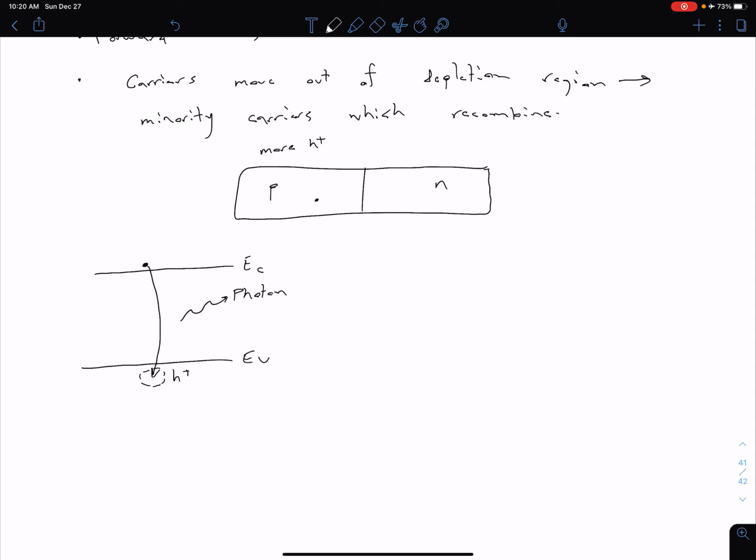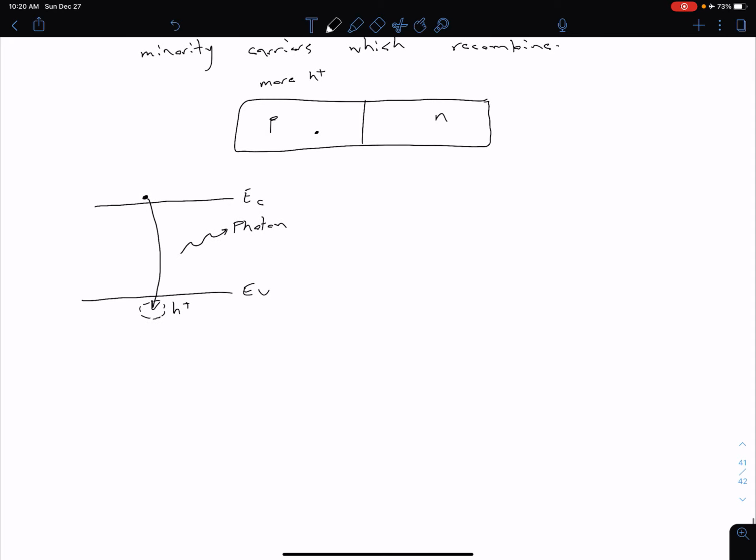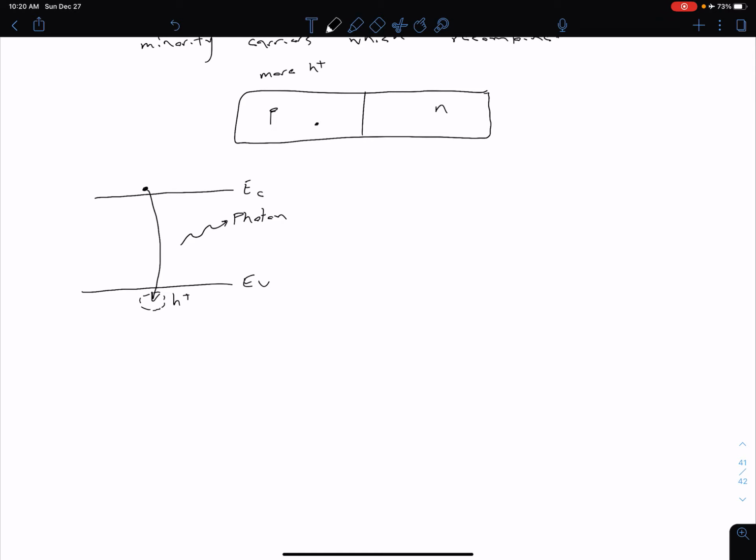So a couple qualifiers to that, though, and a couple comments to make, is that we need to have direct band gap materials. So we need this special type of material called direct band gap. So we can't just make LEDs with any material. It turns out silicon is actually not one that we can make LEDs with. An example of a direct band gap material would be gallium arsenide.